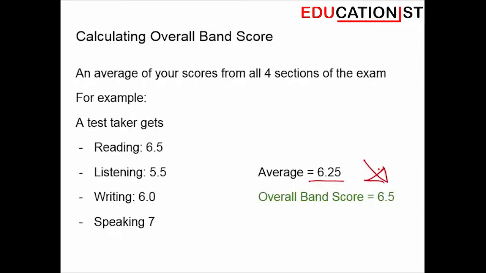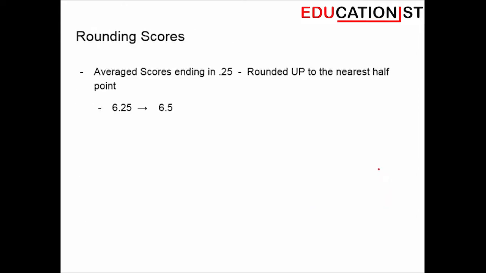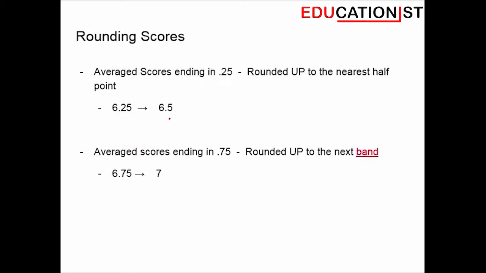Okay, so how are overall scores rounded? All right, so if you average your 4 scores and the number ends in 0.25, it's going to round up to the next half point. See? And if your score, after it's been averaged, ends in 0.75, you're very lucky because your score is going to go up to the next band, right? A person who gets 6.75 will have their score rounded up to 7.